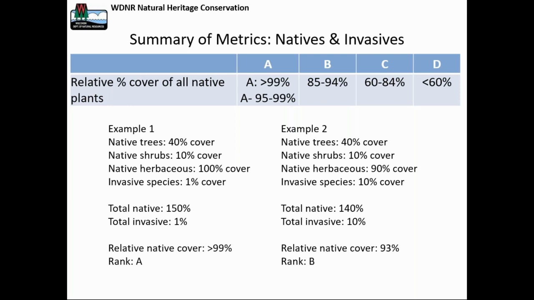In example 2, relatively similar, except that we've reduced native herbaceous species to 90% cover. Invasive species are now at 10% cover, and then that ratio is about 93% native cover, which puts it into the B category, which again is still considered like good ecological integrity.